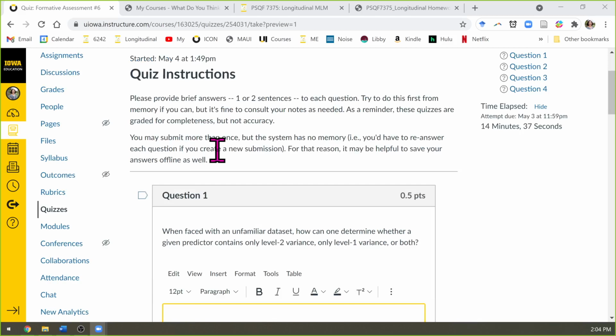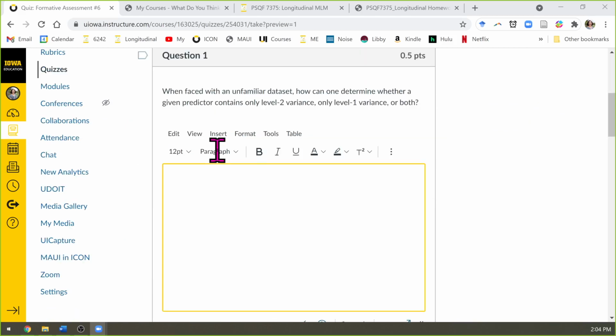All right then, so first question meant to help you transition into analyses in the real world, where you don't necessarily always know everything that you should know about the variables that you're going to be working with. So the question is, when faced with an unfamiliar data set, how can you determine whether a predictor contains level 2 variance, level 1 variance, or some combination?